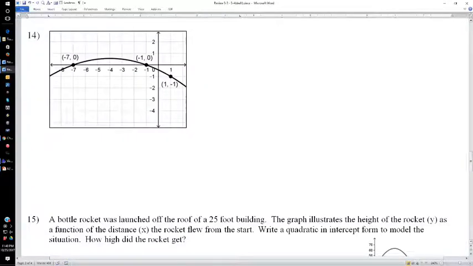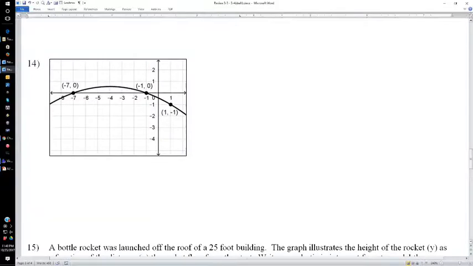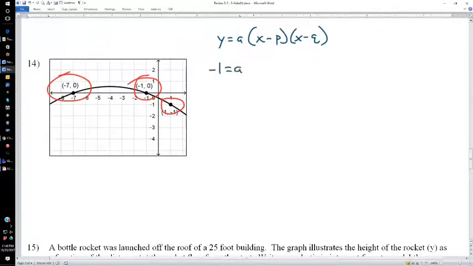Number 14. Again, they give us 2 roots and an extra point. And let me write the equation up here for everybody. Y equals a, x minus p times x minus q. So fill in your random point, 1, negative 1, and your p and q, negative 7 and negative 1. So y is negative 1 equals a, x is positive 1. Your p-values are negative 7, so that becomes a positive 7, and negative 1, so that becomes a positive 1.